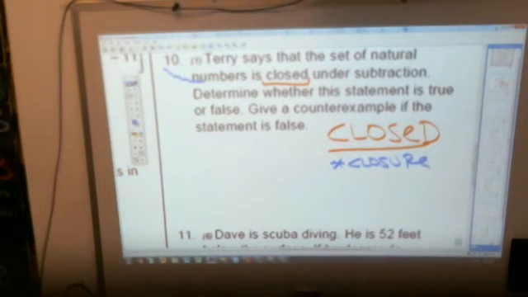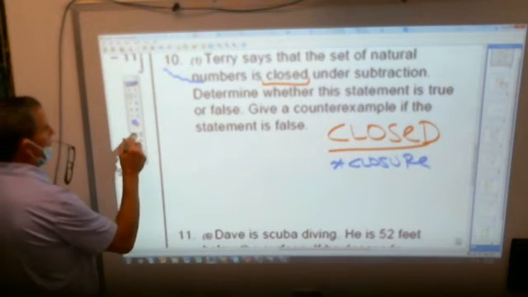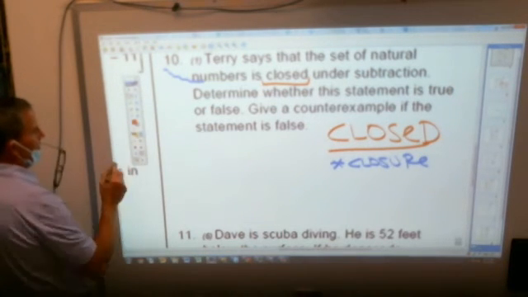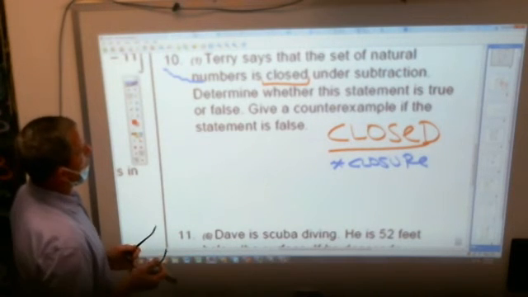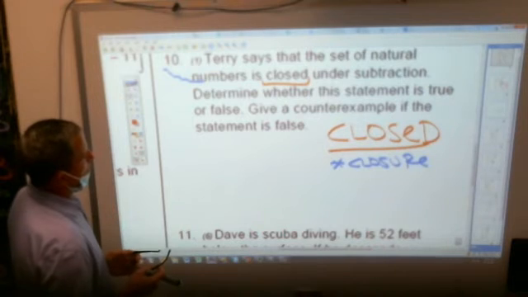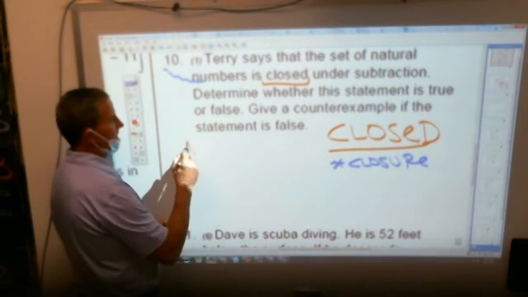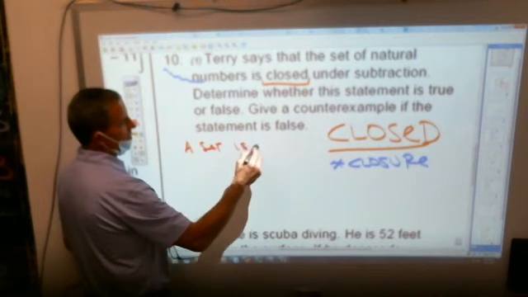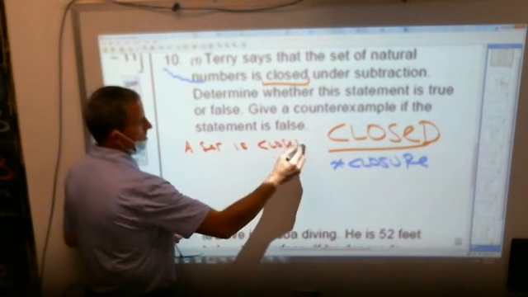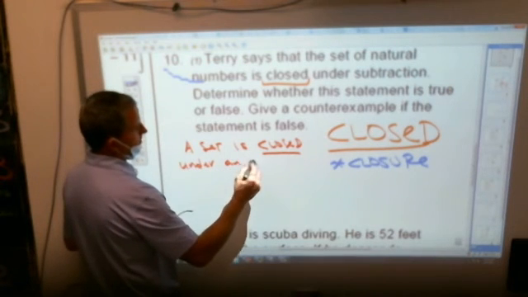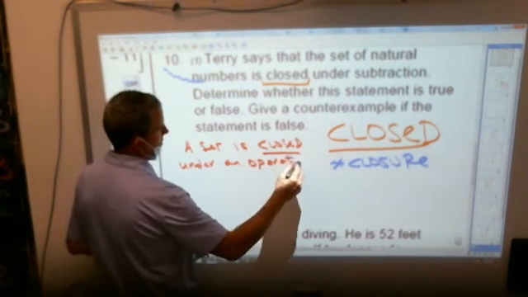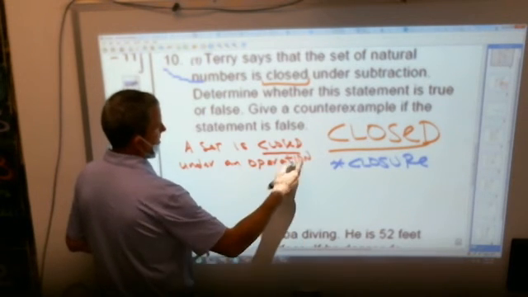And I really wish I could explain this or say it in a way that would make any sense to you at all. This is one of those where you really need the example and then it makes a little more sense. But you should really write it out. A set is closed under an operation. I hate to use all these big math words. Operation just means add, subtract, multiply, or divide.